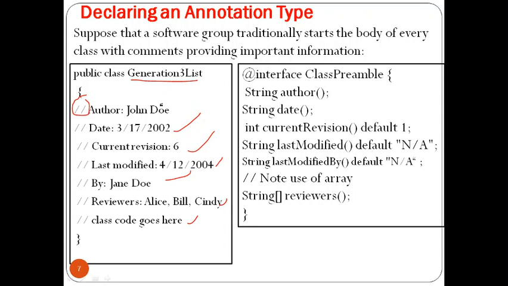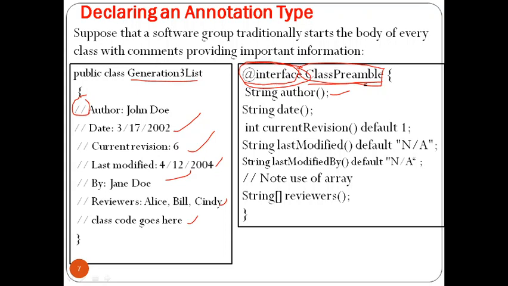For whatever elements are required, I have prepared all of them. What is the value for the author I am providing? It is a string, that's why I have written string author. So all these things should be embedded in an interface. I write @interface, and the name of the interface I am providing is ClassPreamble. To prepare an annotation class, we use the notation @interface, and after that the name of that particular annotation.